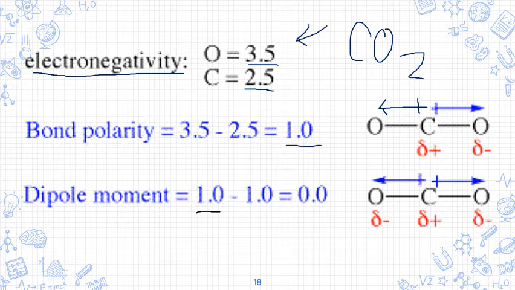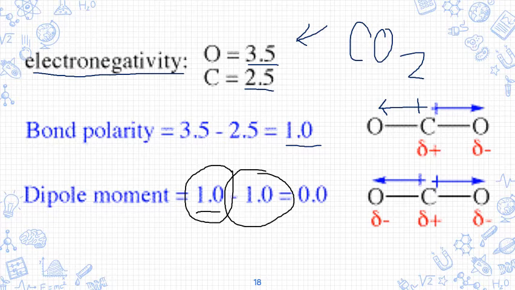So we can essentially say that one is going to be considered a positive one and one is considered a negative one. When we add those together, they will cancel out and equal 0. So we have no net dipole moment, and this is then going to be a nonpolar molecule as a whole. Again, even though it has polar bonds, because those cancel out, it's going to make a nonpolar molecule total.